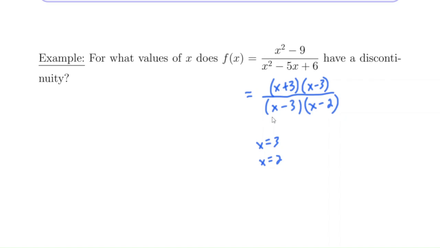Now it doesn't matter that this x minus 3 factor cancels with this one. We still have a discontinuity there. At x equals 3, it'll be removable. It'll be a hole in the graph at x equals 3. At x equals 2, though, we have a vertical asymptote. But the point is, it's still going to be discontinuous at those two values. If you were to graph this, there'd be a hole at x equals 3 and a vertical asymptote at x equals 2, but we'd still have discontinuities at those two points.